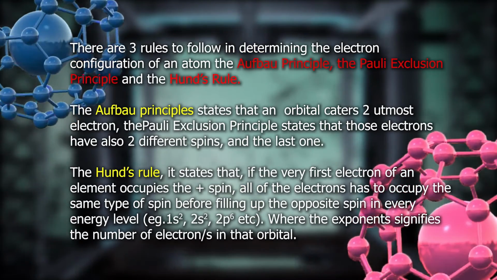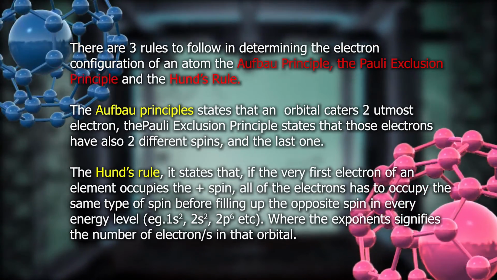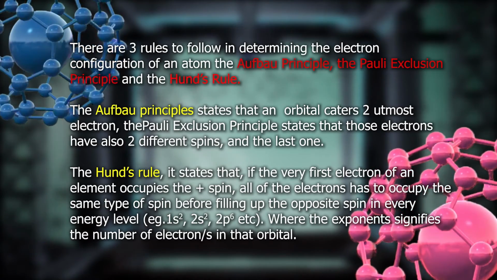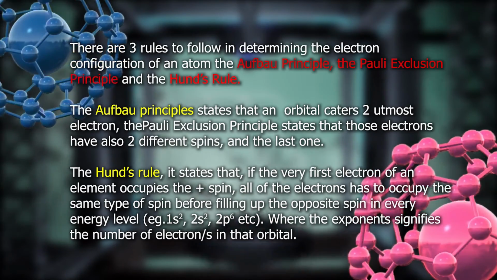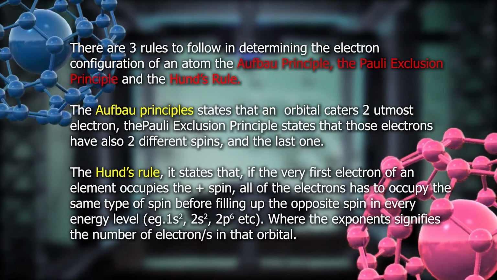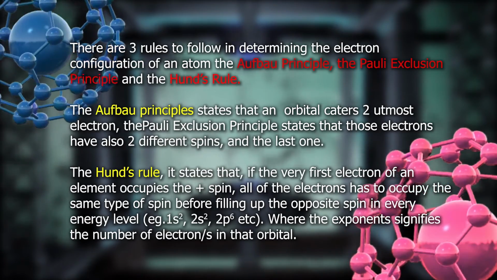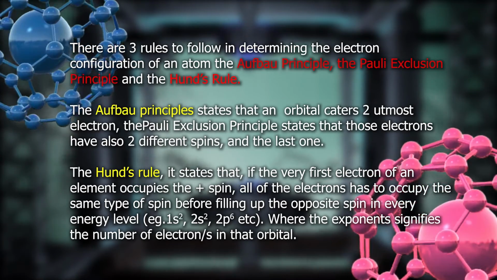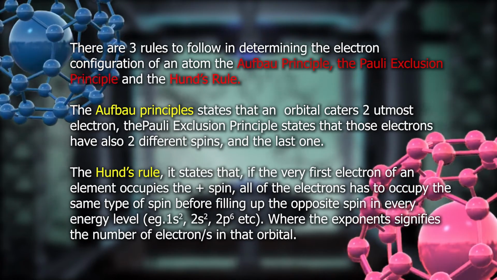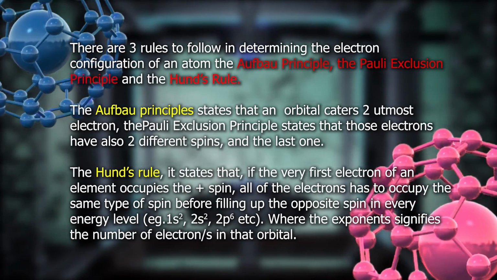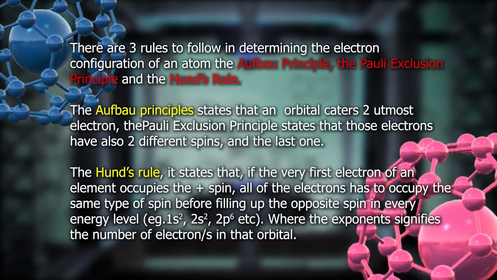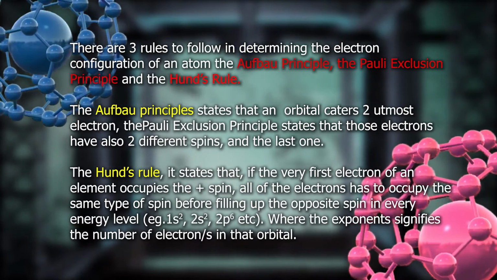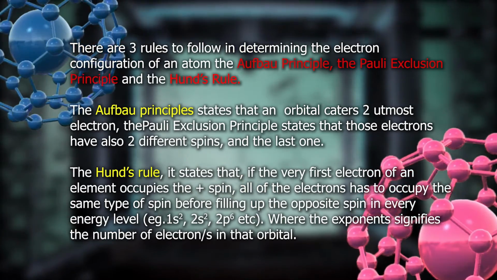The Aufbau principle states that an orbit caters to at most two electrons, while the Pauli exclusion principle states that those electrons have also two different spins. And the last one, Hund's rule, states that if the very first electron of an element occupies the positive spin, all of the electrons have to occupy the same type of spin before filling up the opposite spin in every energy level. Example, 1s2, 2s2, 2p6, etc., where the exponents signify the number of electrons in that orbital.